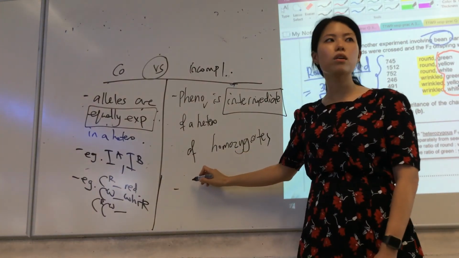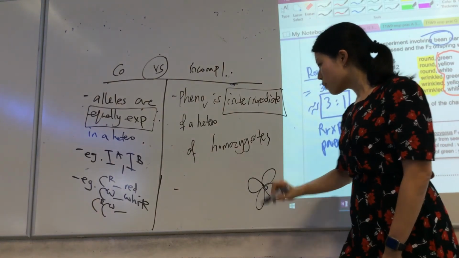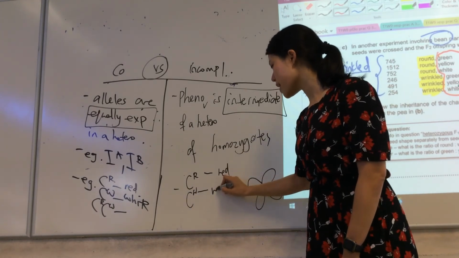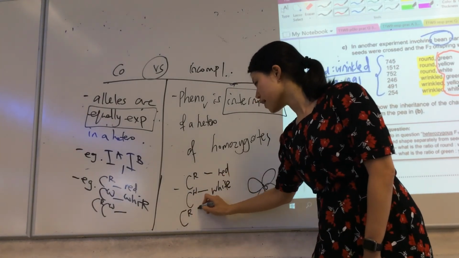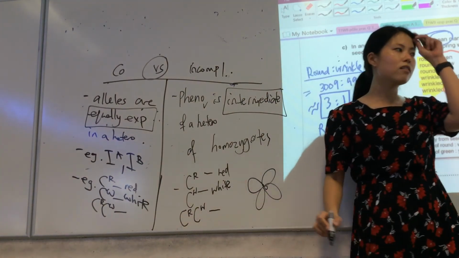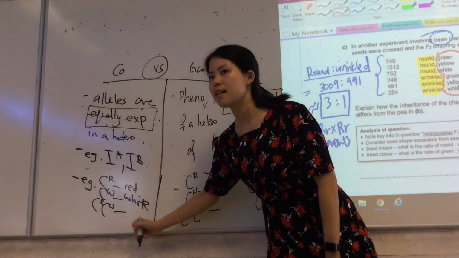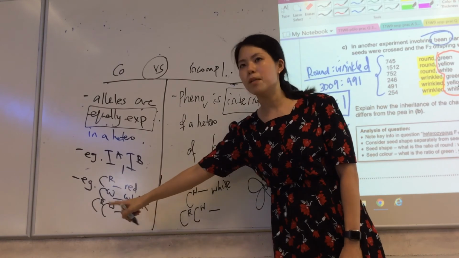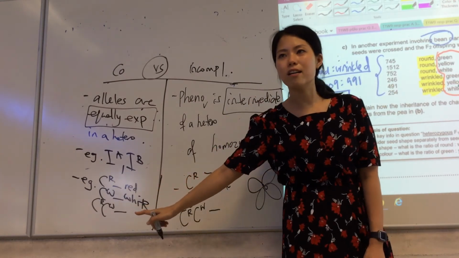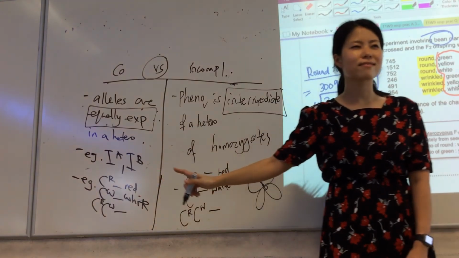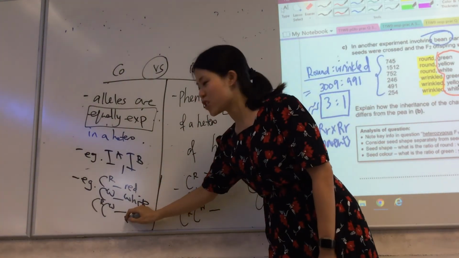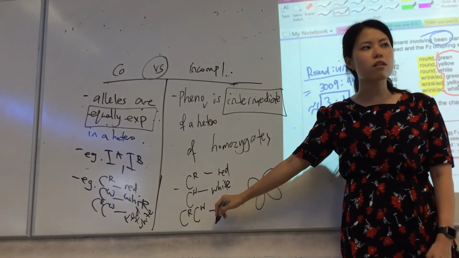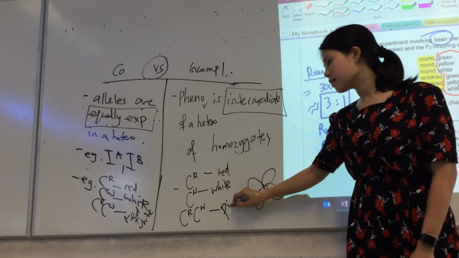Okay, so the example in your notes is the flower color. The CR allele is for red flowers, and the CW allele is for white flowers. If you get a heterozygote CR CW, look at the difference here, codominance versus incomplete. For codominance, CR and CW heterozygotes, what is the phenotype of the coat for the cattle? Red and white. Yes, so it's basically patchy. Red and white. For CR and CW heterozygote under incomplete dominance, pink. You get pink because it's an intermediate.